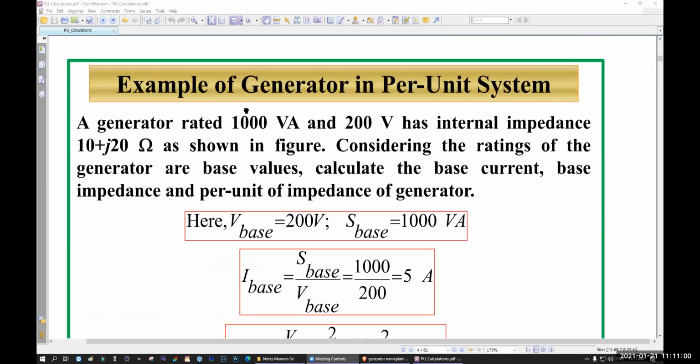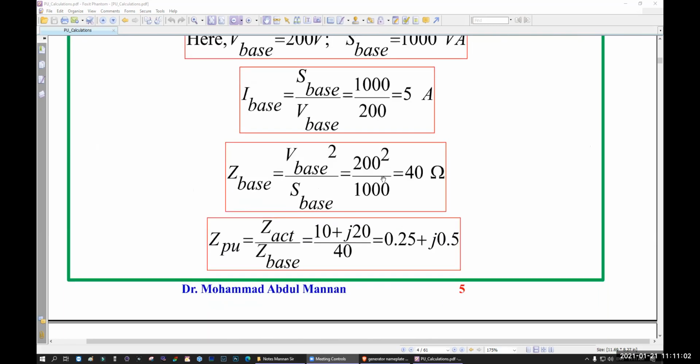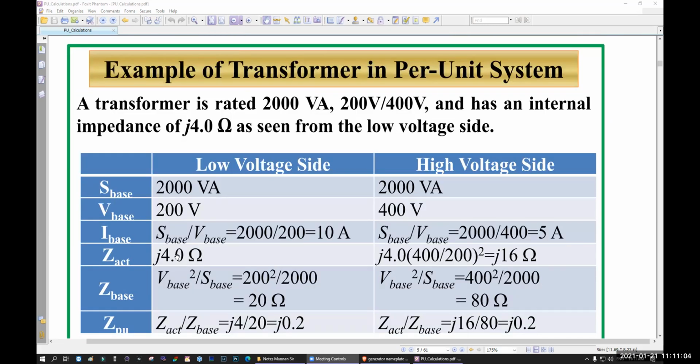In this case, it was only one voltage, that was 200 volt. But in this case, it will be two. So which one you will choose? So which voltage you will choose as base? Do you have any idea? Yes, sir. Maybe you said primary side. No, not necessarily.